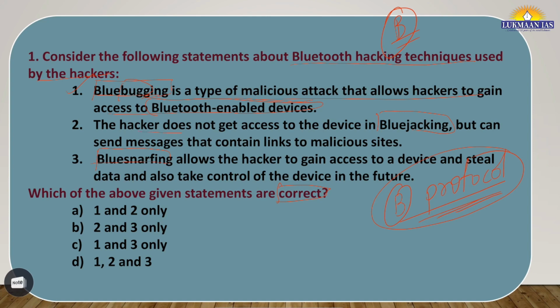Now, second, the hacker does not get access to the device in bluejacking but can send messages that can contain malicious links. Bluejacking is different from bluebugging in a sense that someone sends unsolicited messages through Bluetooth. Now, those unsolicited messages can have malicious links. Once they are clicked, that particular device can be infected with bugs or malwares. So, we can say that it can be used to steal data also.